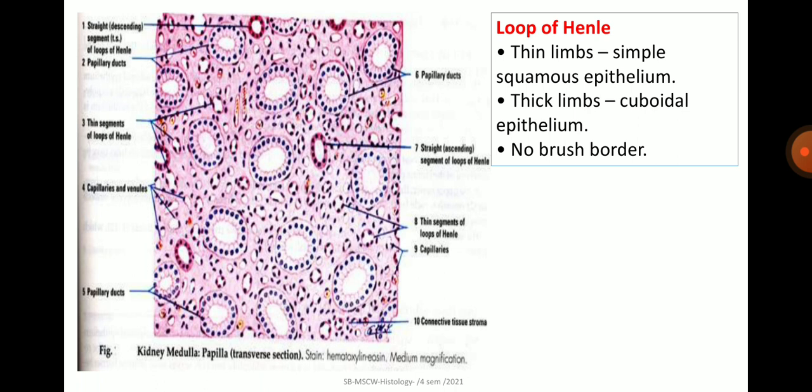So the epithelium once again becomes cuboidal or even low columnar in the ascending part of the loop of Henle, which therefore becomes the thick segment. In some nephrons, the thin segment is found only in the descending limb of the loop of Henle. In others, it extends even into the ascending limb as well.